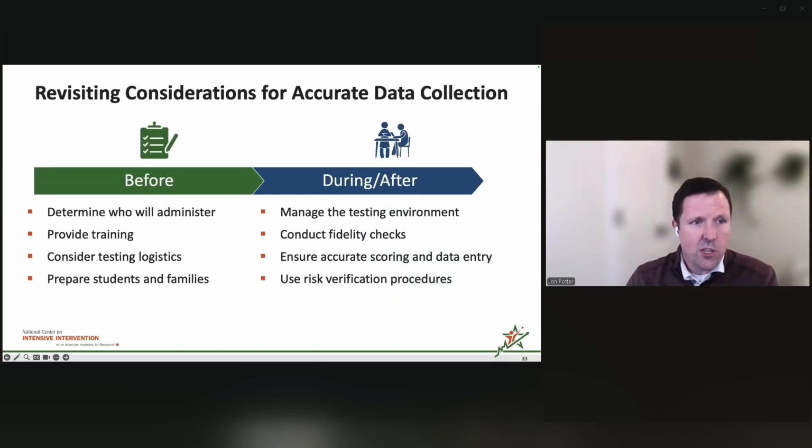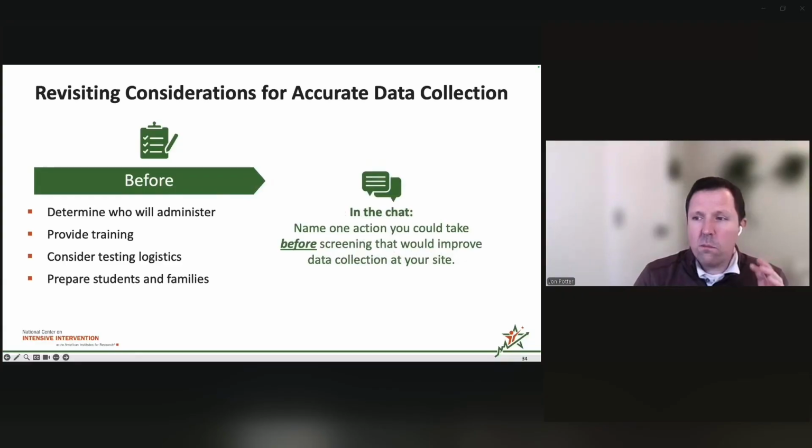All right. So as you think about these considerations for accurate data collection, as we work towards the close here, I want you to think about maybe this first one. Before screening, the things I talked about: determine who will administer, provide training, testing logistics, preparing students and families. Just in the chat, name one action that you could take before screening that might help improve data collection at your site. Something that you heard that could help you, or something that you considered or will need to consider to improve data collection. So in the before category. I'll give you just a minute to do that.